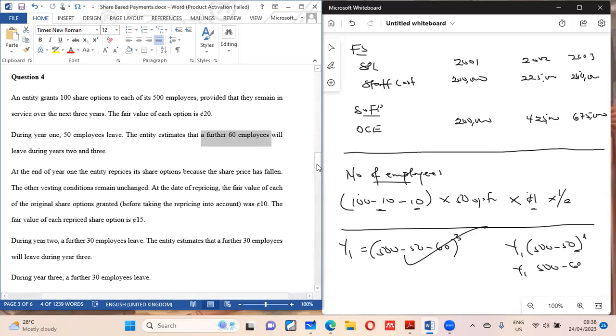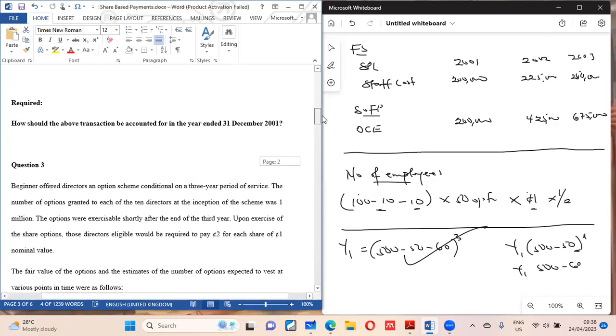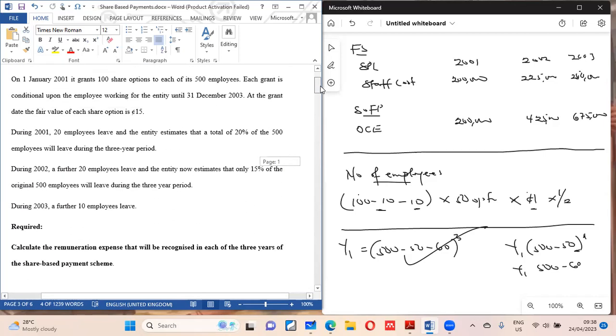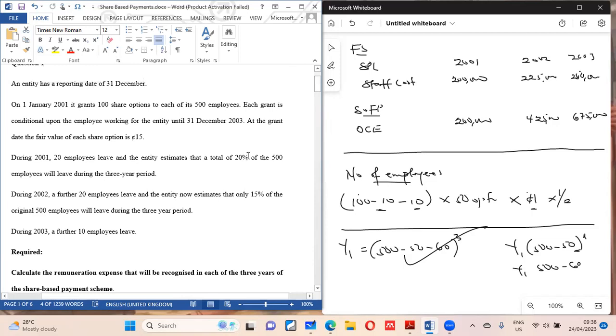So I think what is confusing you is the first one we did, and that I go back. It is the English, because it was percentages. This one said 20 left, or 20 employees leave, and the entity estimates that 20% of the 500 will leave. So it makes this 20 useless because it is a percentage of the 500. I said it pertains to only 2021.